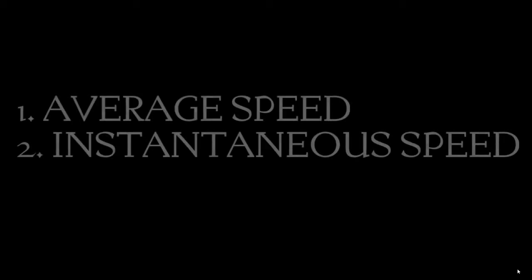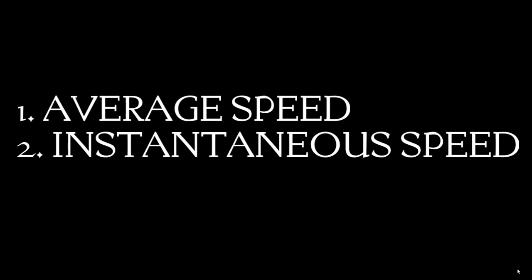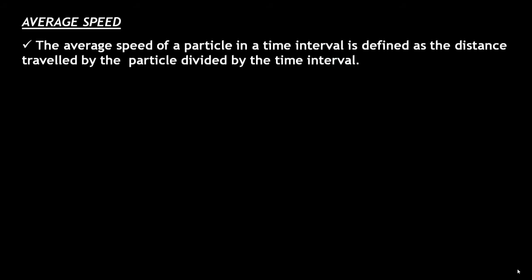In this video, we'll discuss the average speed and the instantaneous speed. Firstly, we'll discuss average speed. The average speed of a particle in a time interval is defined as the distance traveled by the particle divided by the time interval.